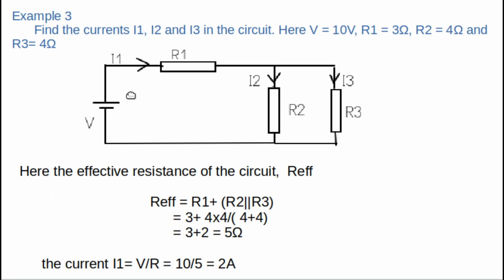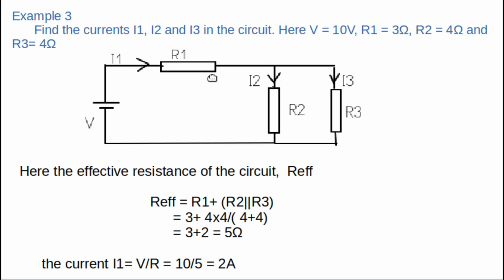Next we will see our third and the last example in this video. The circuit is shown here and we have to find out the three currents: I1, that is the current through R1, then I2 and I3. To find out the values of these three currents, first we should get the total effective resistance of this circuit. Here there are three resistors R1, R2 and R3. How are we going to calculate the effective resistance of these three resistors?